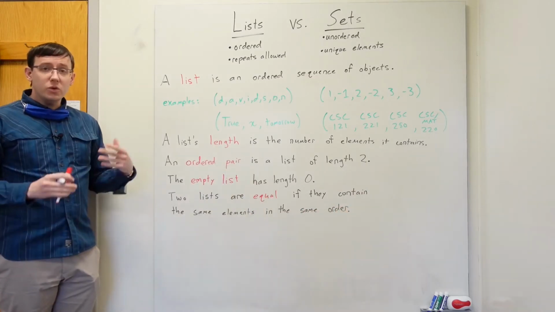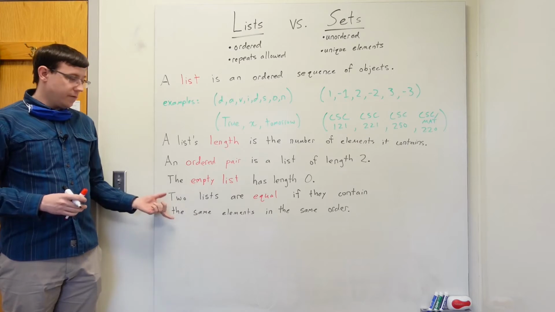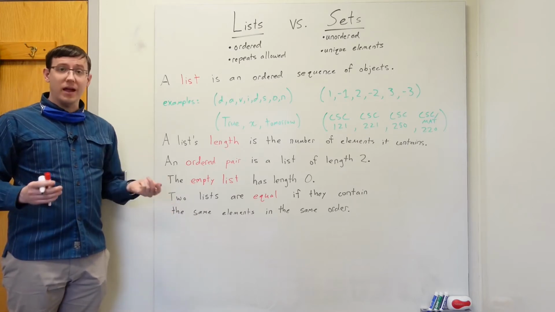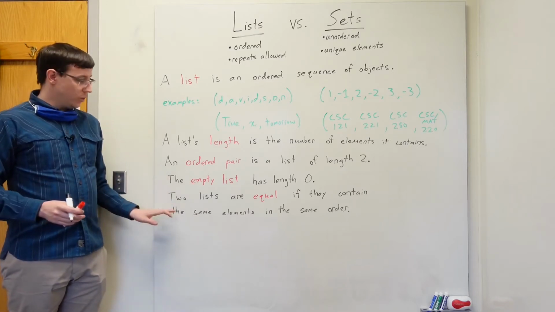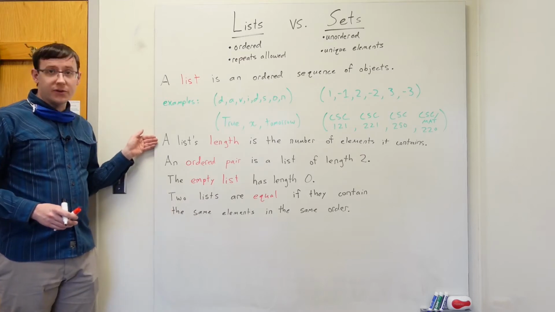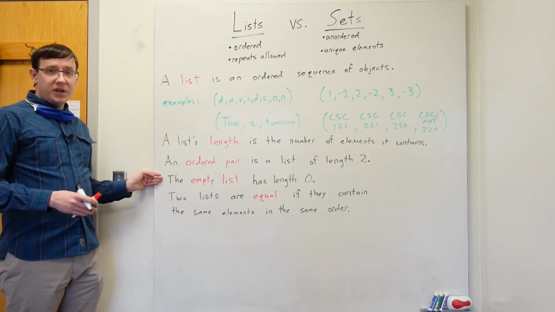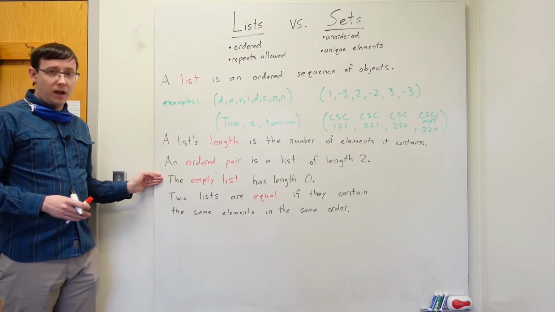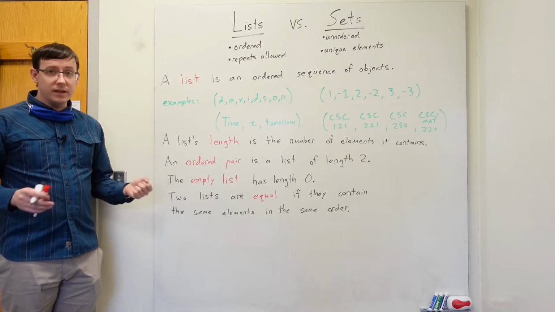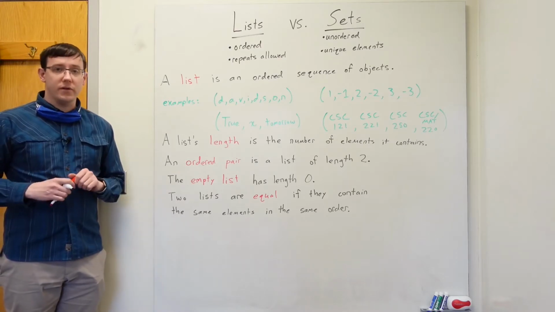So we consider two lists to be equal if they contain the same elements in the same order, which means that they would also have the same length. And since empty lists have no elements, all empty lists are equal to one another.